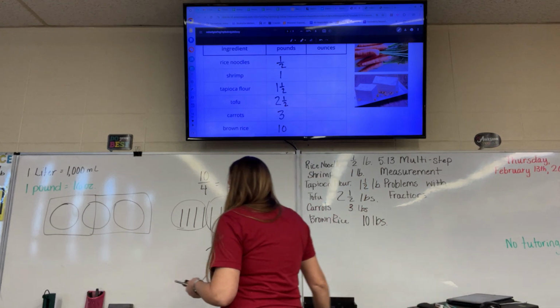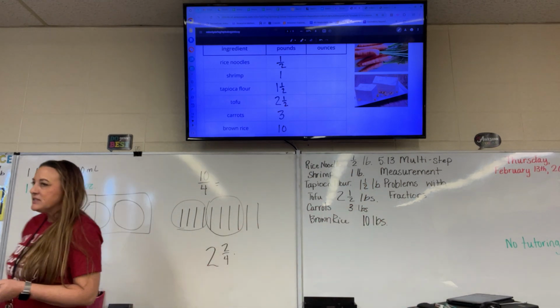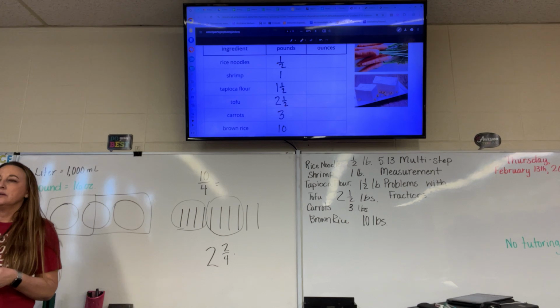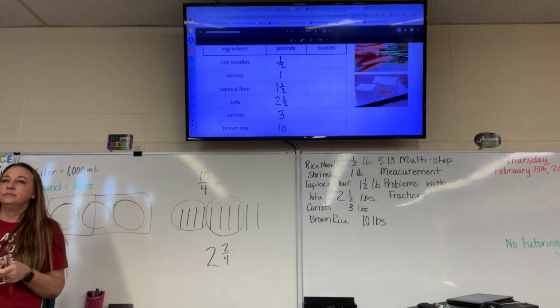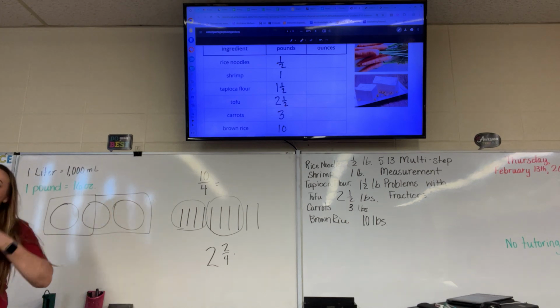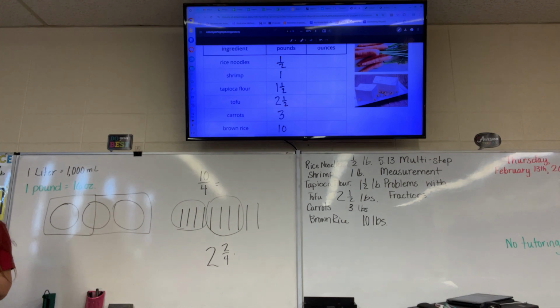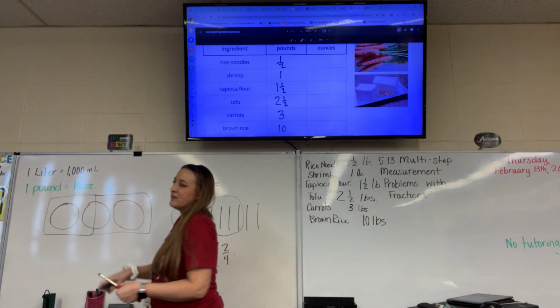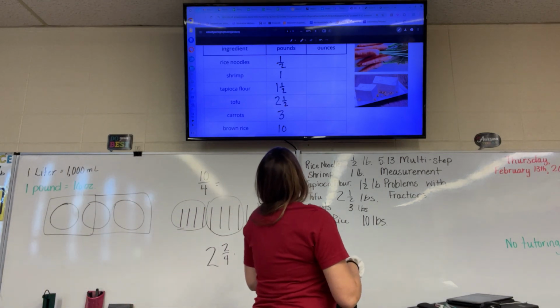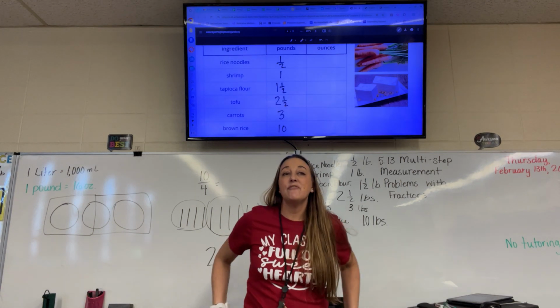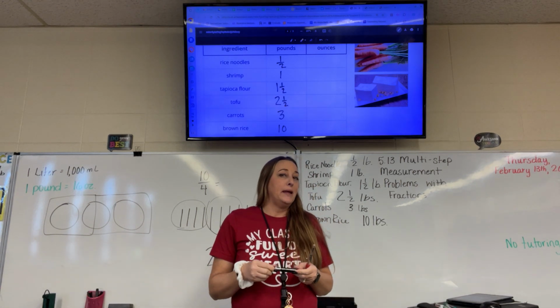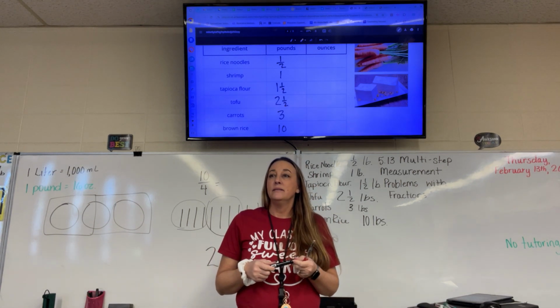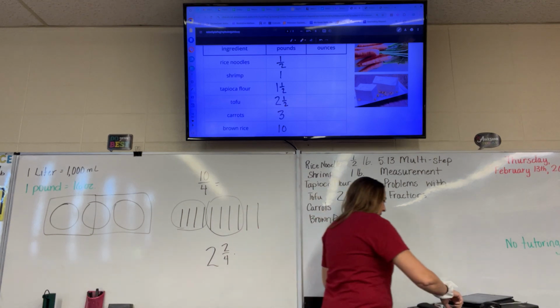Who can tell me how many ounces there are in 1 pound? Devin? How many ounces are in a pound? 7? Nope. Audrey? 16. I've got it right here. 1 pound is 16 ounces. So on the first one, if we have 1/2 pound, how many ounces would that be? Ari? 8 ounces.